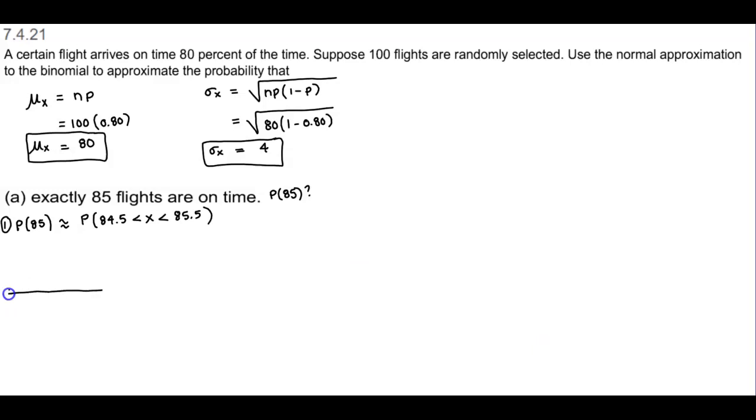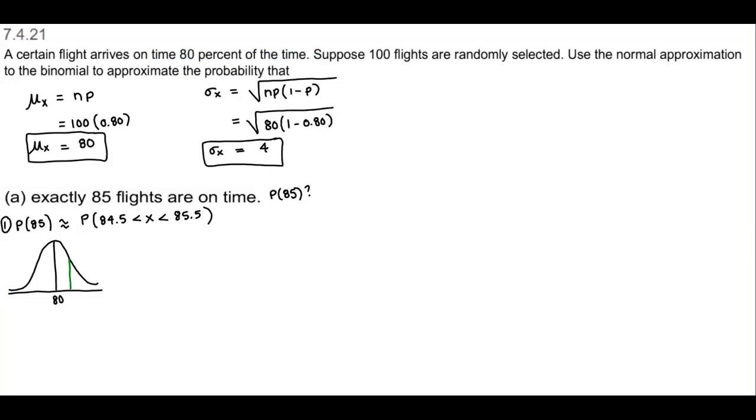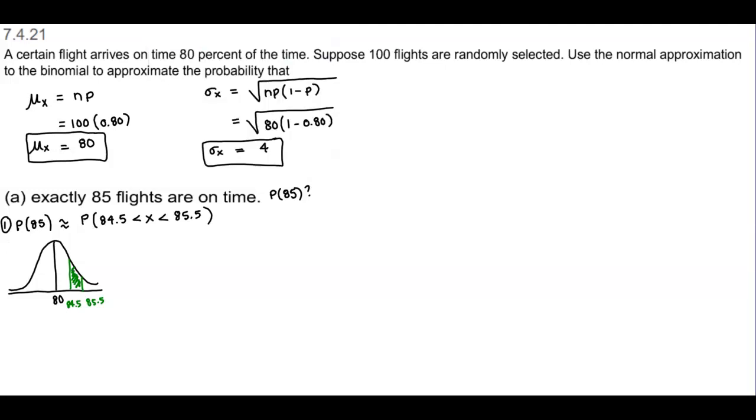When we graph this on our bell curve, we use the mean, which is at 80. What we want to find is the area in between 84.5 and 85.5. So we're looking for that area. And we need to convert our values into z-scores.